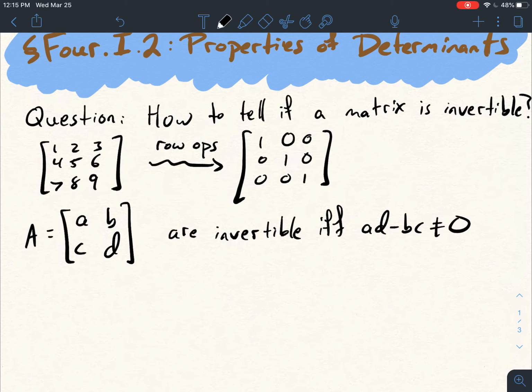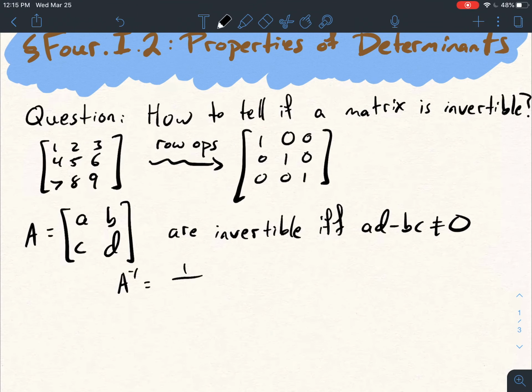And if we call this matrix A, then we also have a formula for the inverse of A. It is given by 1 over AD minus BC times, so we would switch the diagonal entries and the off diagonals would be made negative. Hopefully I'm remembering this right. But anyway, let's double check that that's right.